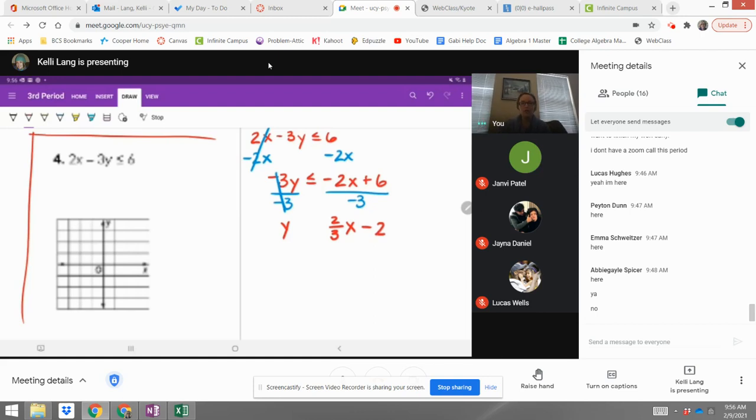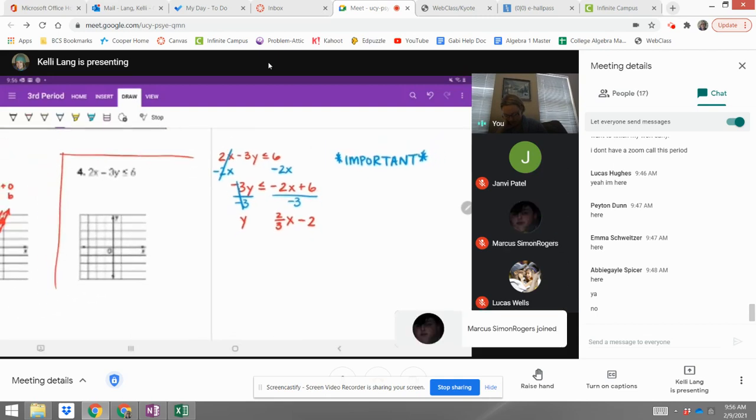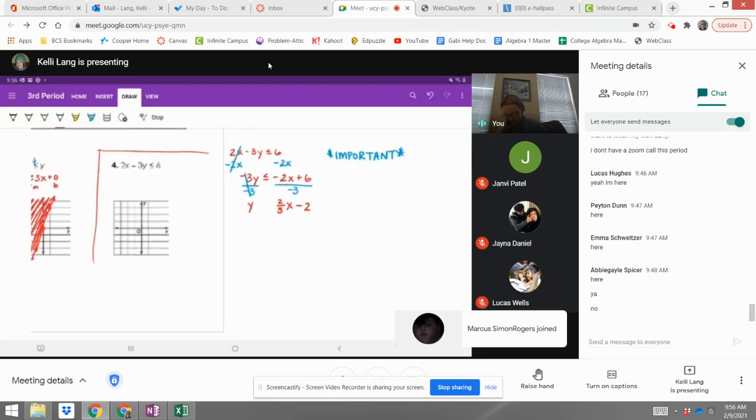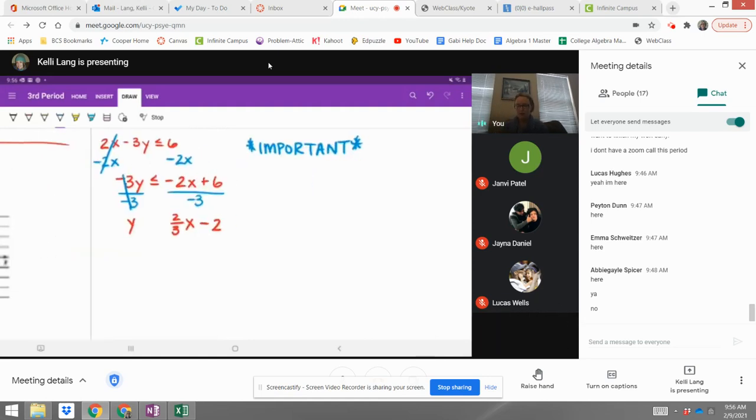Notice I left my inequality blank. There's something really, really important I have to share with you right now. You need to put this in your notes. Find a spot for it. If it doesn't fit down here next to your number 4, find another place somewhere on your document. Write important in big letters, maybe even use a highlighter. This is very, very important.